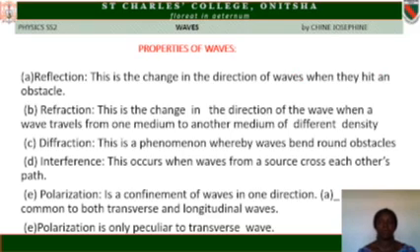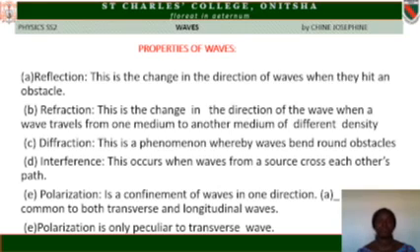Properties of waves. We have 5 properties of waves. They are reflection. Reflection is the change in the direction of waves when they hit an obstacle. Refraction. Refraction is the change in the direction of wave when a wave travels from one medium to another of different densities.